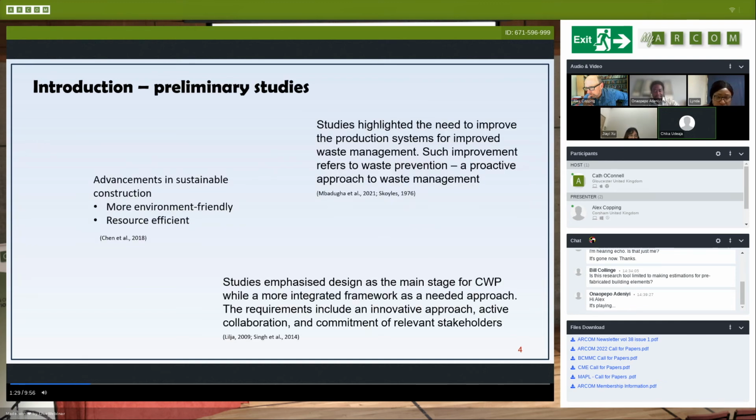Recent developments on sustainability issues suggest the need for more sustainable and resource-efficient construction activities. However, some earlier studies highlight the need to improve production systems, and this often refers to CWP. CWP is a proactive initiative taken to prevent and eliminate the occurrence of waste in construction operations. Studies emphasize design as well as a more integrated framework as appropriate practices and approaches for implementing CWP.